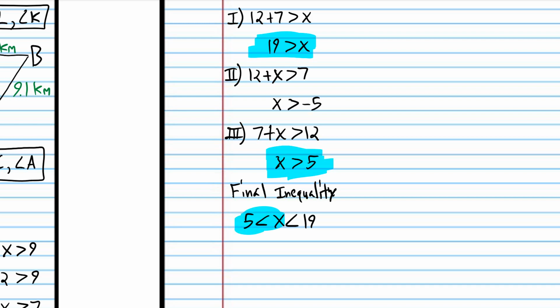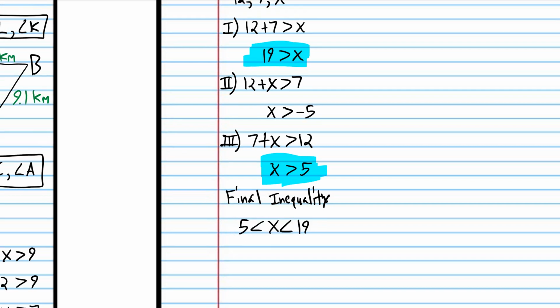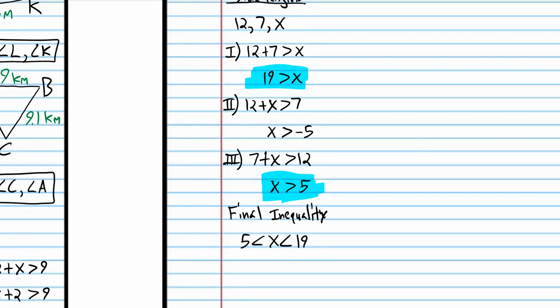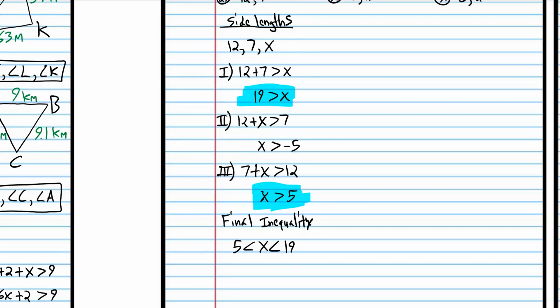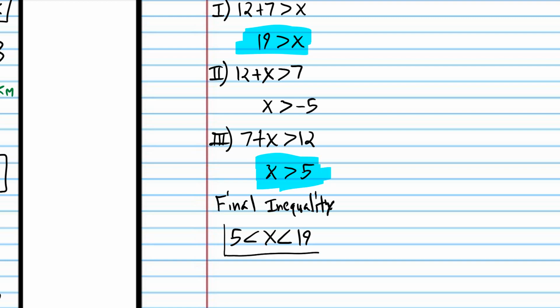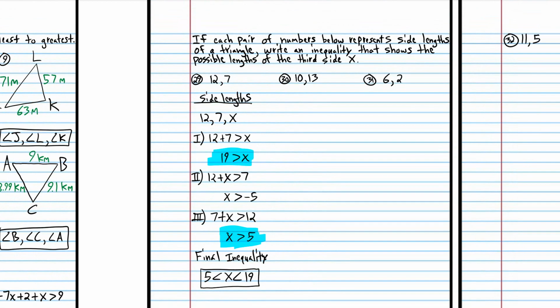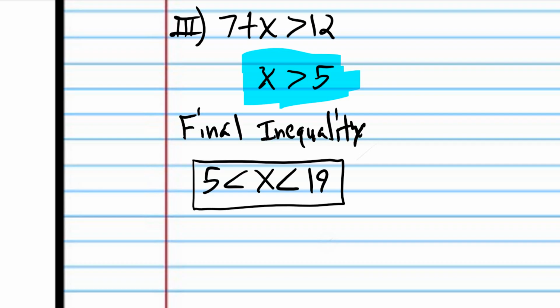x is greater than 5, but x is less than 19. So what this means is x is between 5 and 19. x can be any number between 5 and 19. It can't be equal to 5 or 19, it can't be less than 5, and it can't be bigger than 19. So that really is the final answer. It says, write an inequality that shows the possible lengths of the third side x. So that's what we did here. That's the inequality that shows the possible values of x.